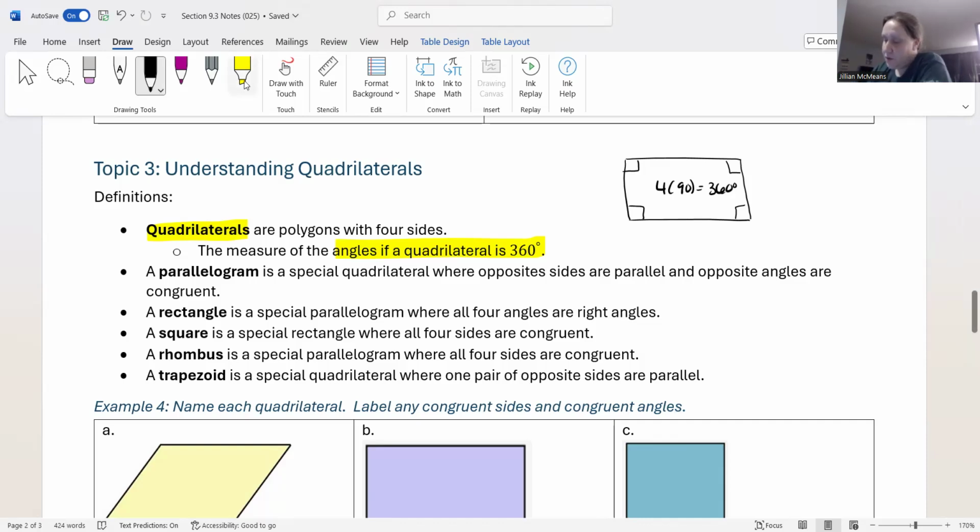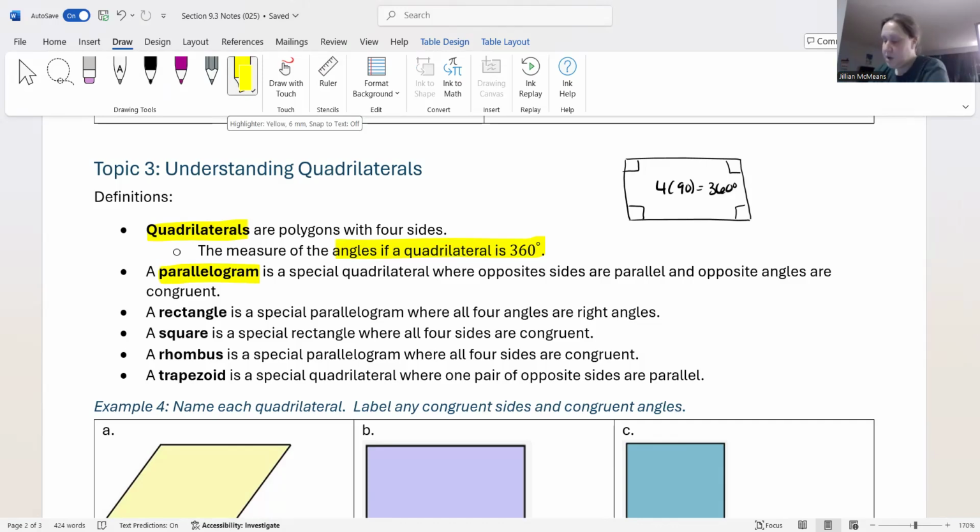Now, talking about types of quadrilaterals. The first type we're going to look at is a parallelogram. It's kind of a mouthful, but it's very melodic sounding. Anyway, a parallelogram is a special quadrilateral where opposite sides are parallel and opposite angles are congruent. So opposite sides are going to be parallel to each other, hence the name parallelogram, but they're also going to be congruent. They're going to have the same length.